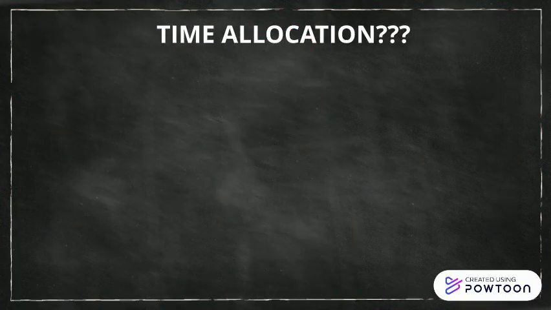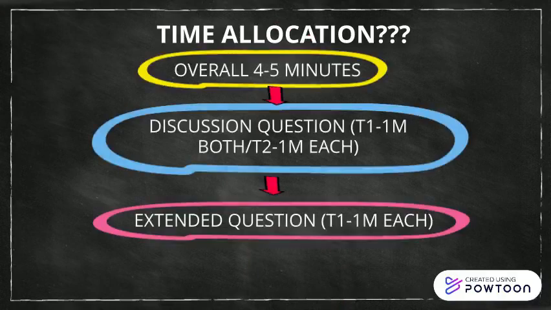This is the time allocation, overall 4 to 5 minutes. So discussion has 2 tasks. Task 1, 1 minute for both candidates. Task 2 is 1 minute for each candidate. For the extended question, 1 minute for each candidate.